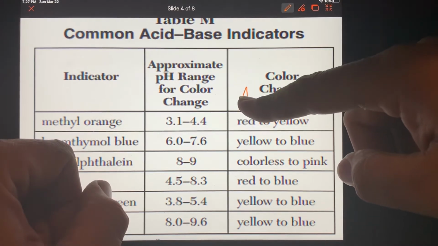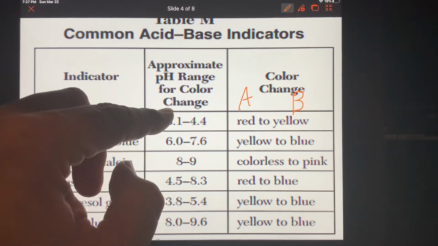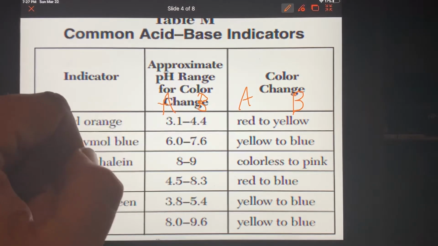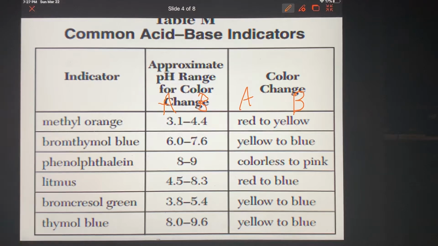Acids are on the left, bases are on the right. So, what does this mean? Well, let's look at the first indicator given to us, methyl orange.